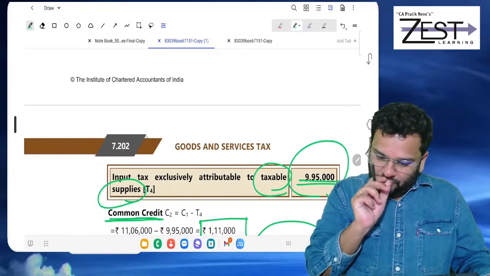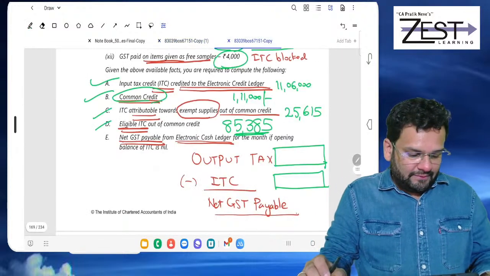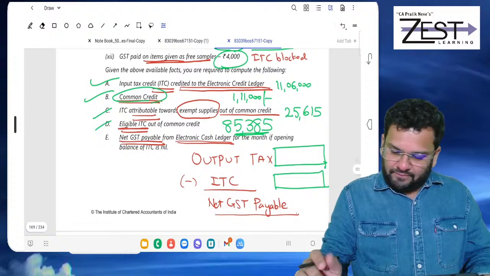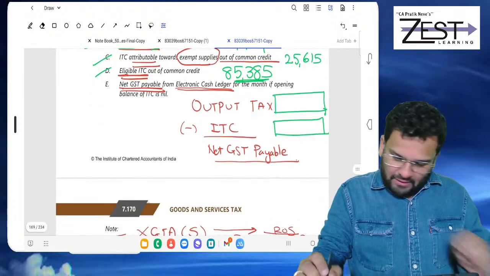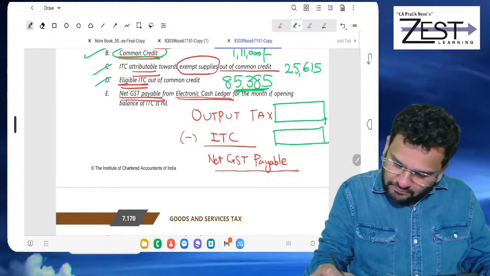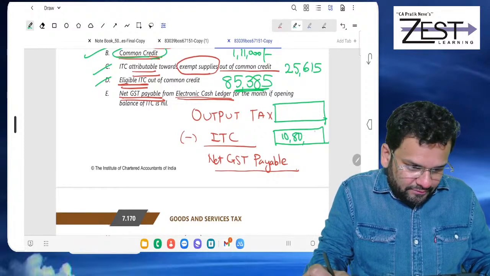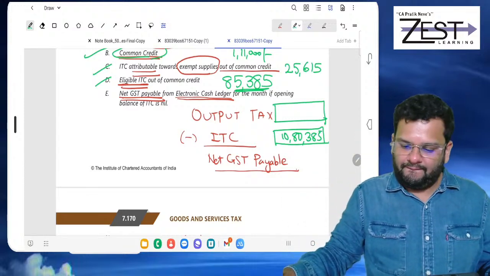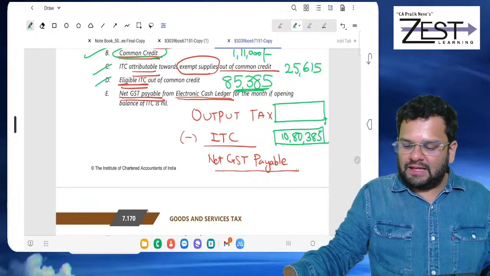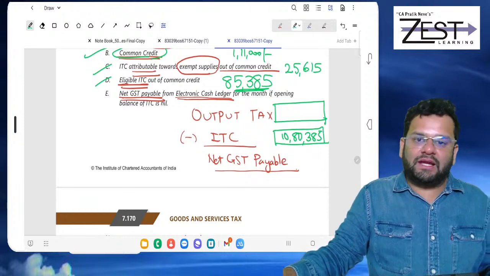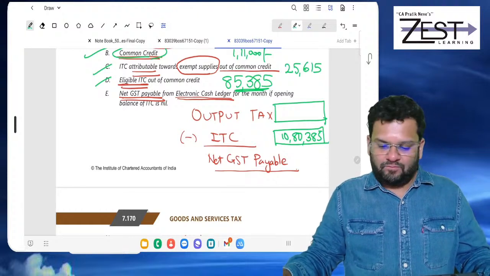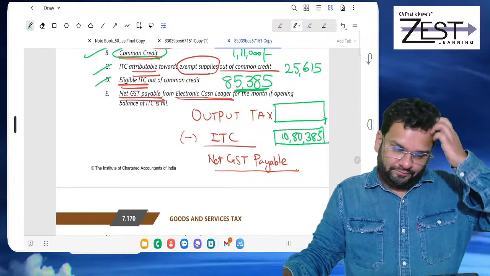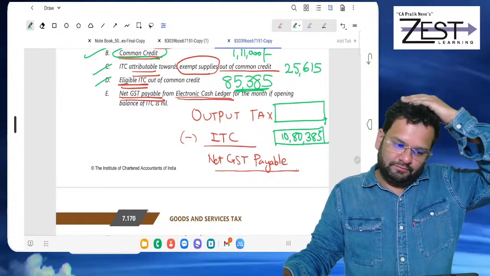So can you take total of 9,95,000, which will be anyways allowed, plus 85,385. So can I say 10,80,385 will be eligible ITC? Can I say that 10,80,385 will be eligible ITC? Yes or no?